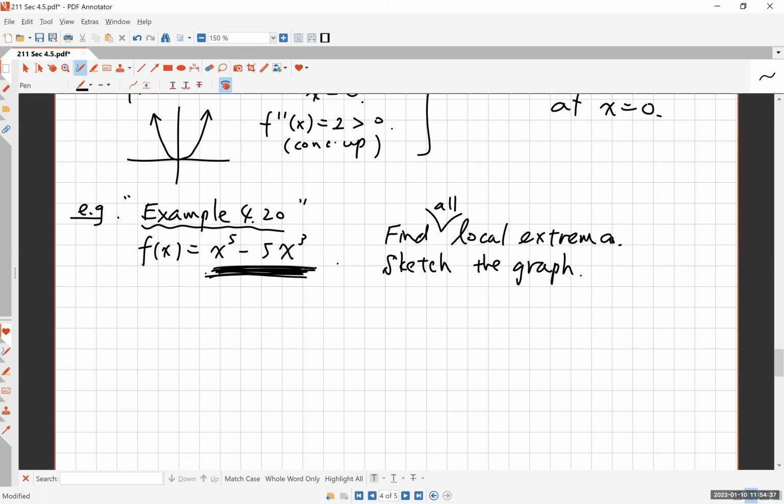The fact that it's a 5th degree polynomial and the leading coefficient 1 is positive means that whatever happens close to the origin, lots of ups and downs could happen. And in fact, because it's a 5th degree polynomial, there could only be 4 ups and downs, 4 local maxima and minima, because the first derivative is going to be a 4th degree polynomial.